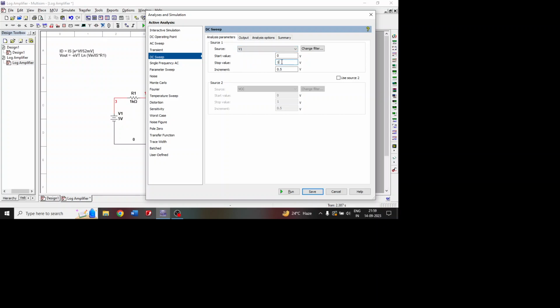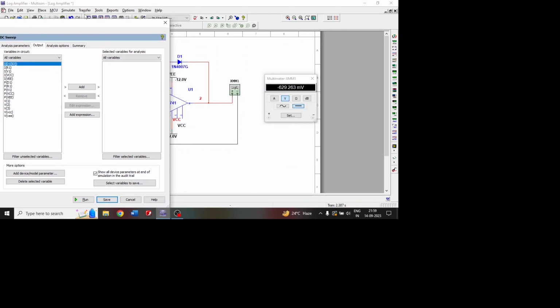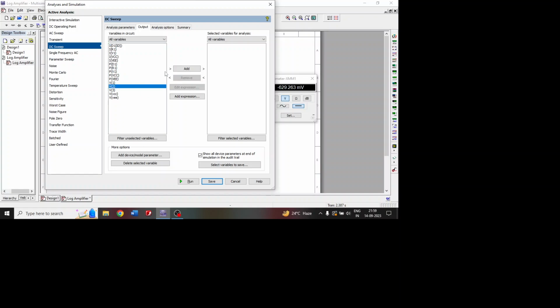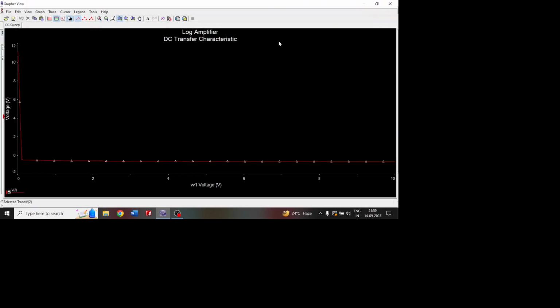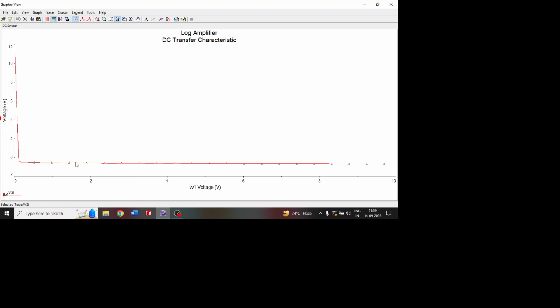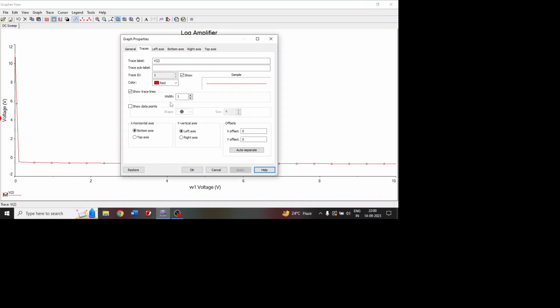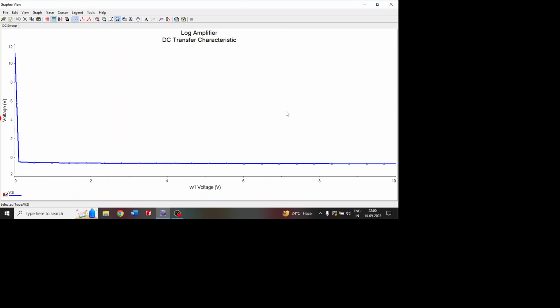Start value, let it be 0. Stop value, let us take it as 10 with an increment of 0.5. Okay, 0.5 or 0.1 or 0.01. Since it is simulation, you can take any number of samples in between. Okay, and now go to output. If you observe here, the output will be V2. So choose V2, add to the output variables, selected variable for analysis, and run the simulation. See, this is how we are getting our output. Okay, this is how we get the output.